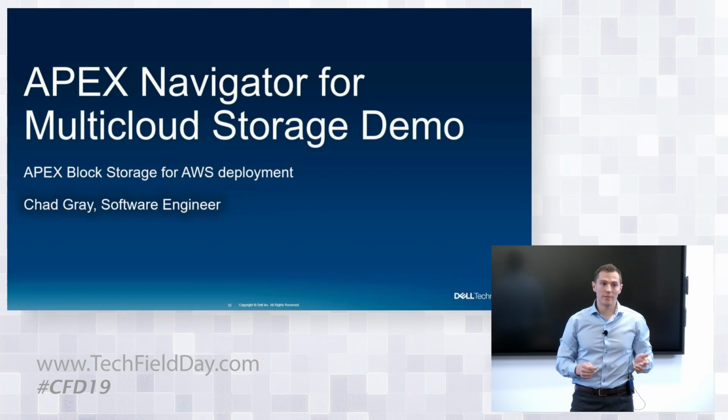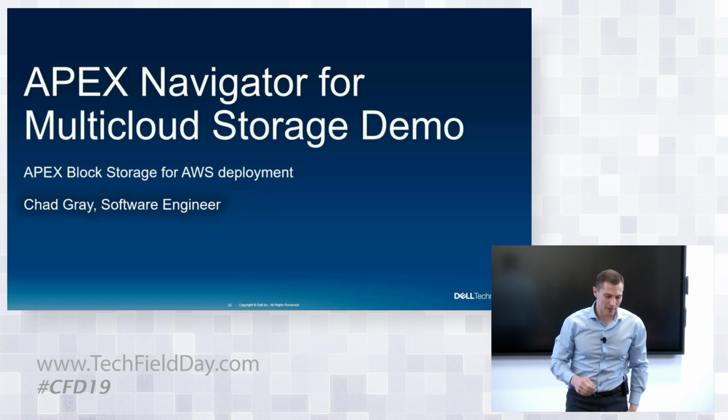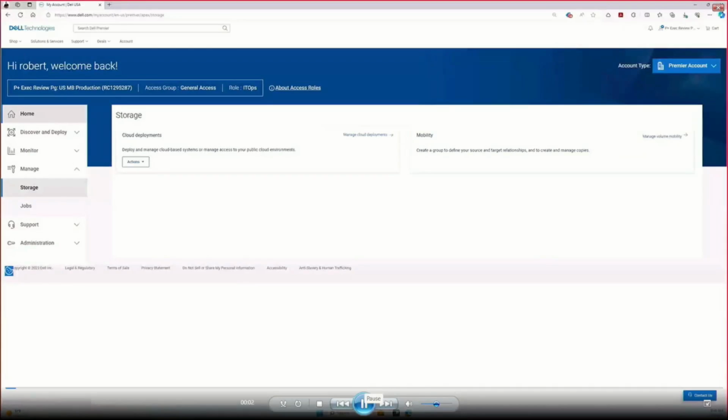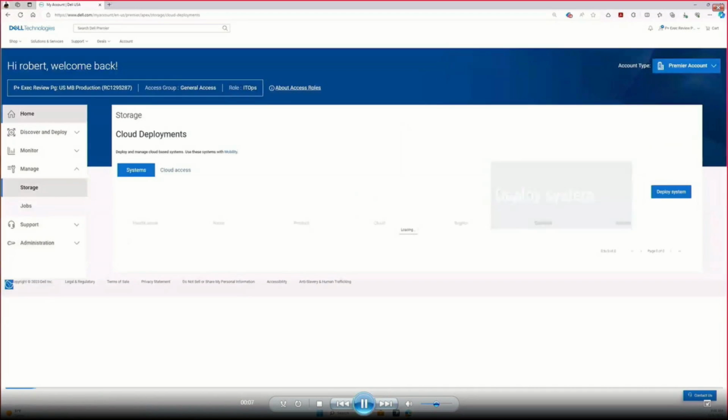I'd like to give a quick demo to show how APEX Navigator deploys this in 4 easy steps and automates it and stands it up for you in your AWS environment. Okay, we're back in the APEX console, and under Storage, Cloud Deployments, we'll click on Manage Cloud Deployments. This will bring us up to a table that would display all of our deployed systems. We don't have any just yet, so we're going to deploy a system.